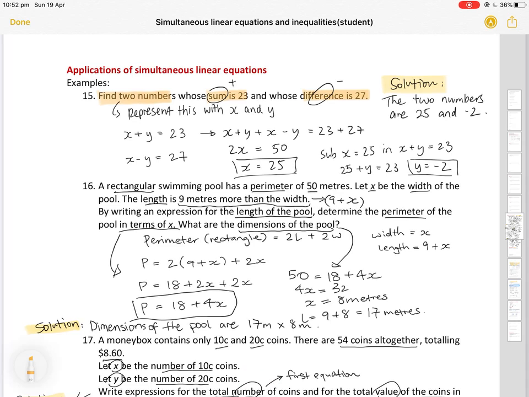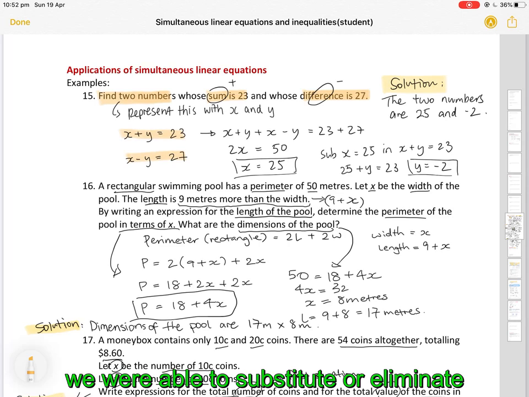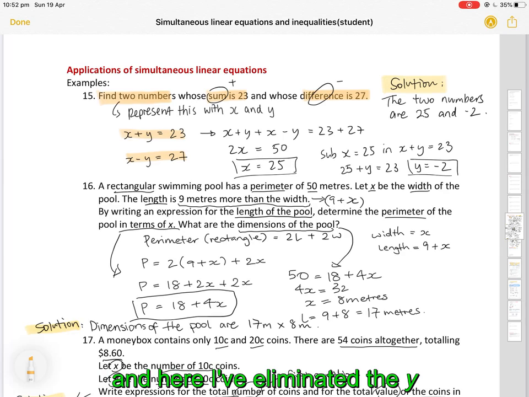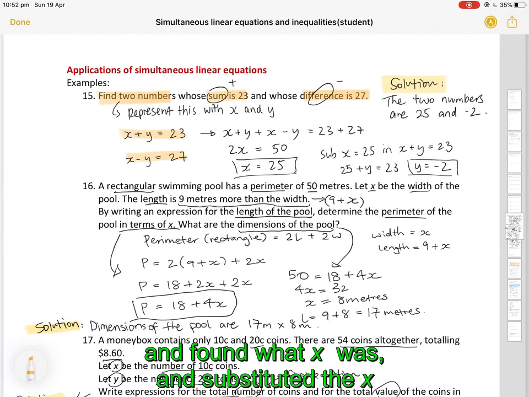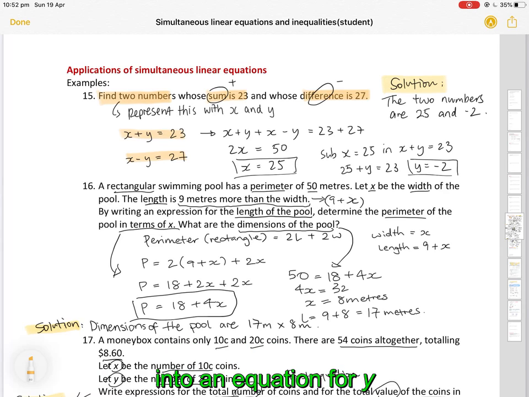So from there, with our two equations, we were able to substitute or eliminate. And here I've eliminated the y and found what x was, and substituted the x into an equation for y.